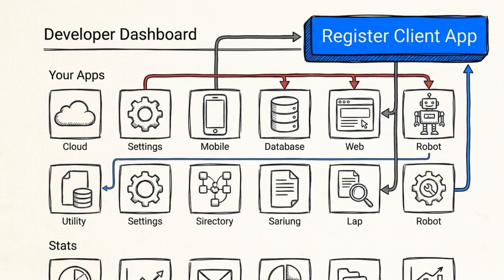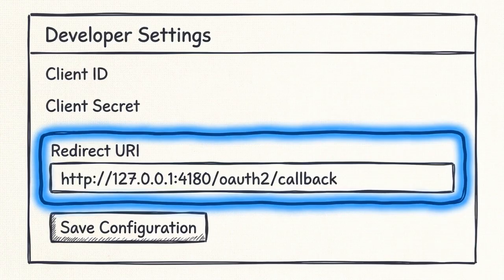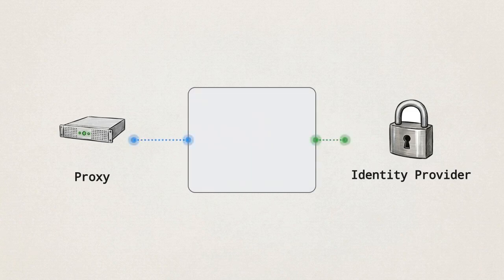The first step is to register the proxy with your identity provider. Navigate to the developer settings and create a new OAuth application. Within those settings, you must specify an authorization callback URL. For this local test, use http://127.0.0.1:4180/oauth2/callback. Your provider will then issue a client ID and a client secret. These are the specific credentials the proxy uses to communicate with the provider.